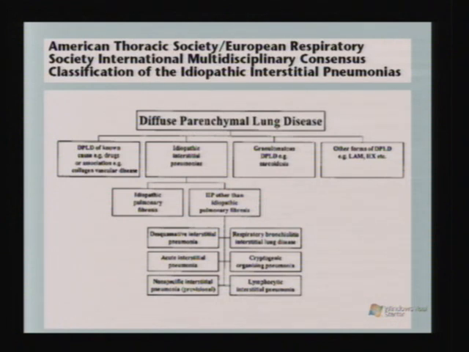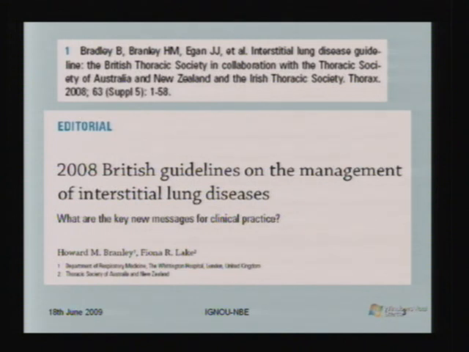Now, idiopathic pulmonary fibrosis happens to be of seminal importance not only because of its commonality but also because of its grave prognosis. The other modalities that are included in the idiopathic interstitial pneumonia group, as you know, are desquamative interstitial pneumonia, respiratory bronchiolitis with interstitial lung disease, acute interstitial pneumonia, cryptogenic organizing pneumonia, non-specific interstitial pneumonia, and lymphocytic interstitial pneumonia.